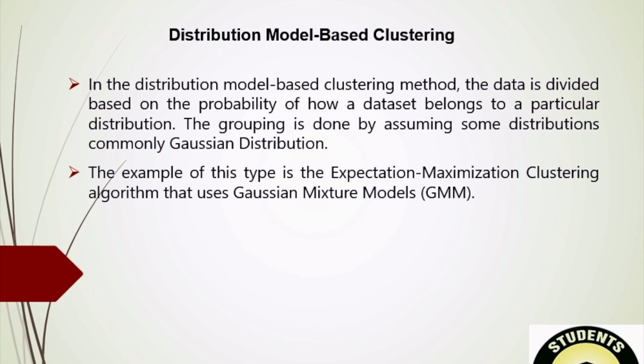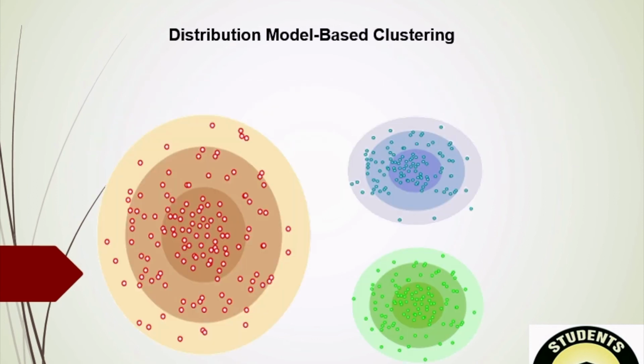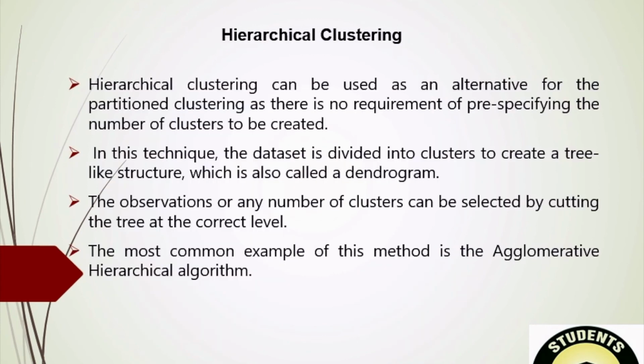The example of this type is the expectation maximization clustering algorithm that uses the Gaussian mixture model, also known as GMM. You can see its diagram. There are 3 different clusters, and these clusters are based on GMM. That's why it is called distribution model-based clustering.